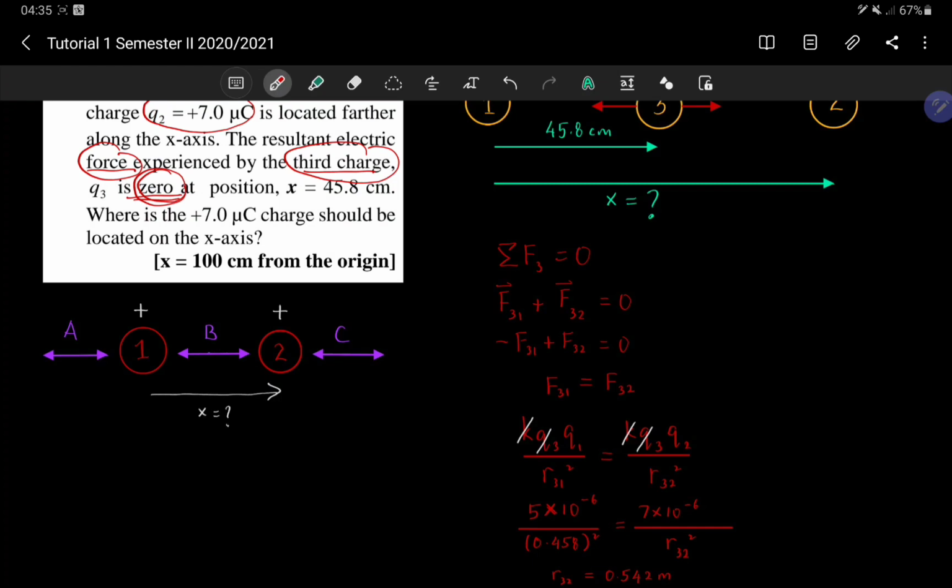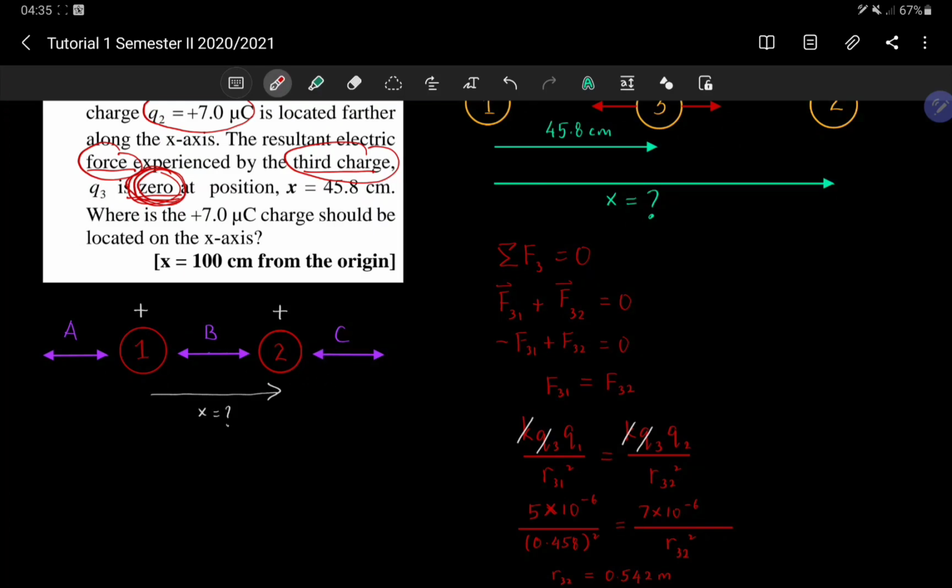So which position gives F equals 0 on Q3? We need to know this. How do we find the best position for Q3 to obey this principle? Simple. For example, by locating Q3 at A. A is at the left side of Q1. B is the area in between Q1 and Q2. C is the area at the right side of Q2. So we just do it one by one.